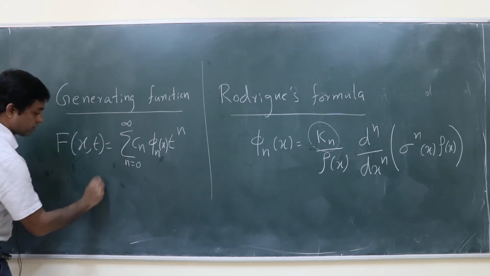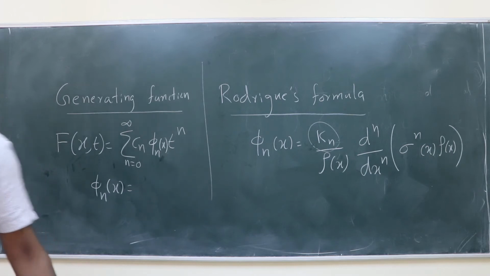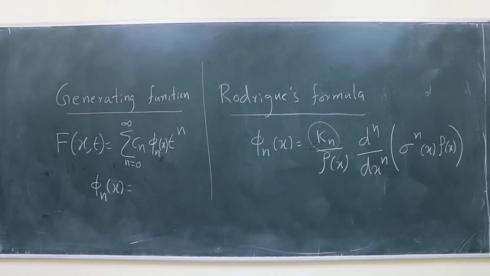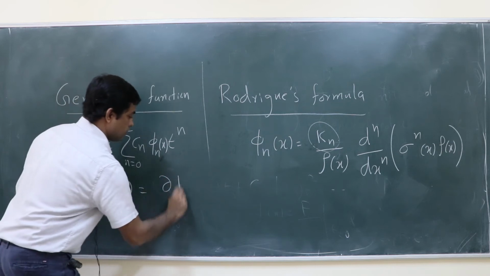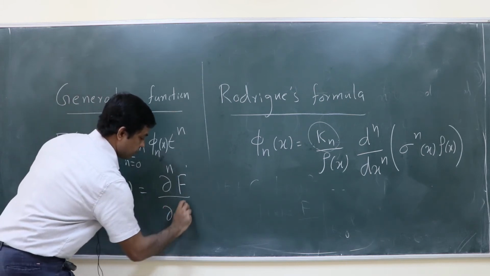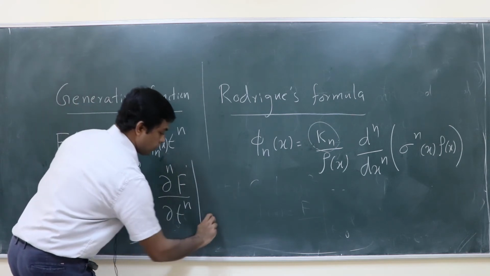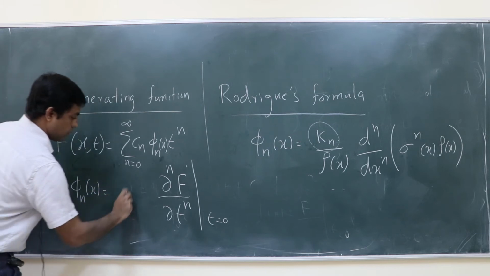So from this, what is phi n of x equal to? Can you give me? So you are saying phi n of x is equal to the derivative of f with respect to t at t equal to 0, multiplied by 1 by Cn. Is it correct?